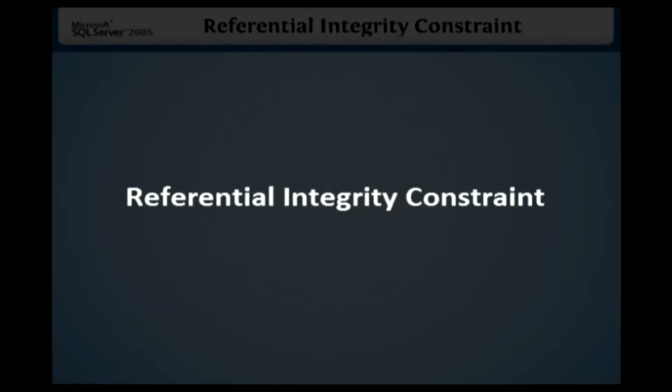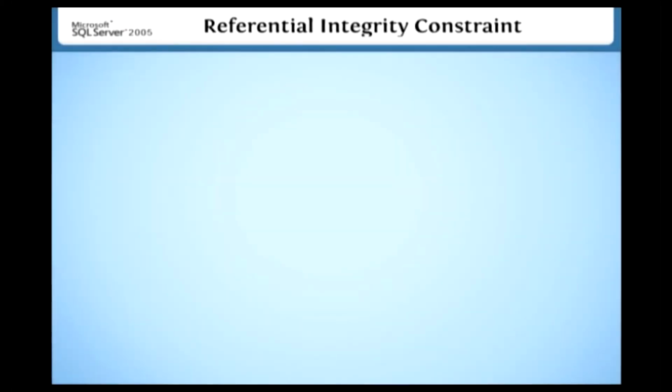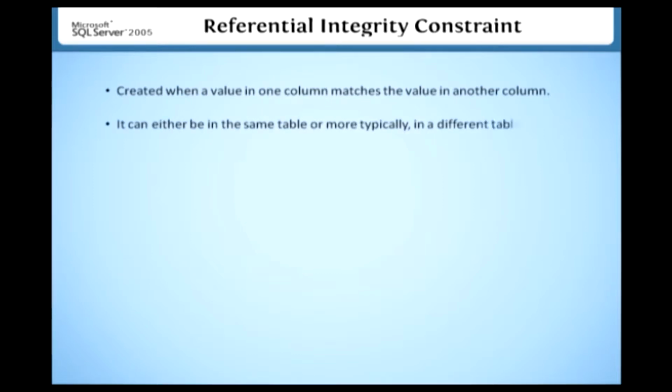Referential integrity constraint. Here in this lesson we are going to discuss the referential integrity constraint. This is one type of constraint. These are created when a value in one column matches the value in another column. It can be either in the same table or, more typically, in a different table. Under referential integrity, we are going to discuss the foreign key.